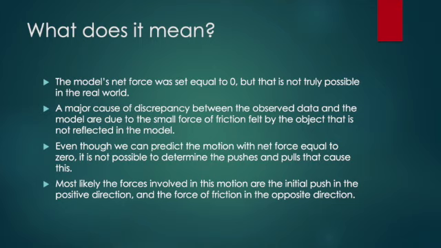And even though we can predict the motion with net force equal to zero, it is not possible to determine the pushes and pulls that cause this. Most likely, though, the forces involved in this motion are the initial push in the positive direction and the force of friction in the opposite direction, which canceled out to create a net force of zero, which explains the constant velocity that we saw.